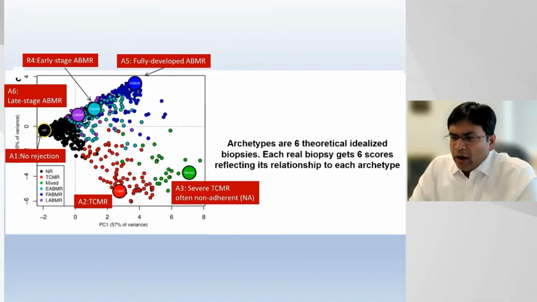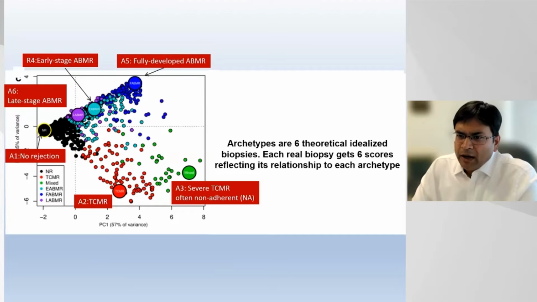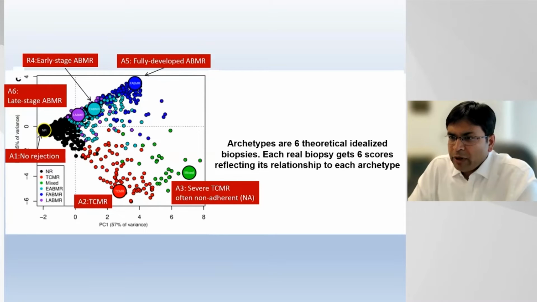So these are the molecular archetypes of rejection, which can be machine read. And to give you an example, the commonest way a biopsy may be read as no rejection would be in the no rejection arm, which is A1. You may have A2, which is T-cell mediated rejection with the red dots. With A3, it's severe TCMR or mixed rejection, which can be seen in non-adherent patients. And then there are three categories of ABMR, which can be early stage, late stage, and fully developed.